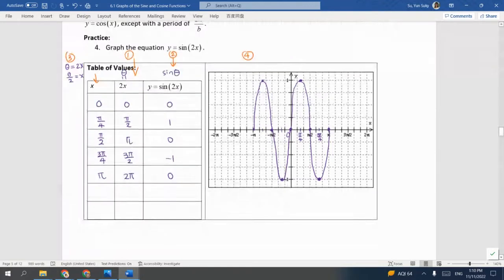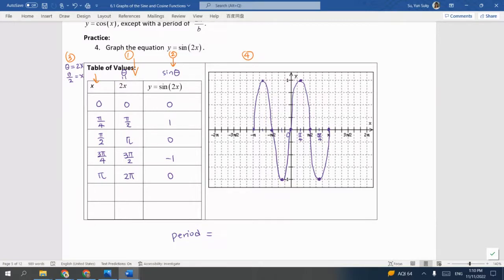Now, look at the period. From here to here, that's one period. What's that? That's pi. Yes, the old sine function's period was 2 pi. But now, this new function, sine 2x, the period is pi.